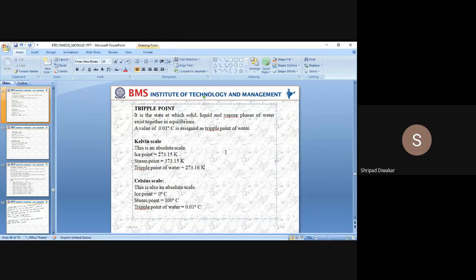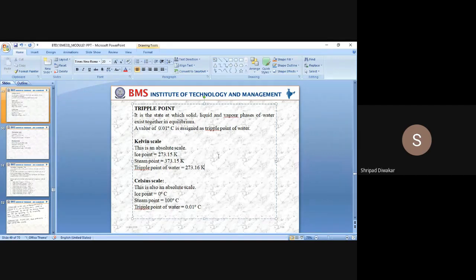First one is the Kelvin scale. Its representation is K in the notation. Kelvin is represented by the symbol capital K, and Celsius is degrees Celsius. In the Kelvin scale, ice point is 273.15 and steam point is plus 100, that is 373.15 Kelvin, and the triple point of water is 273.15 plus 0.01, you get 273.16. These are the standard values in the Kelvin scale.